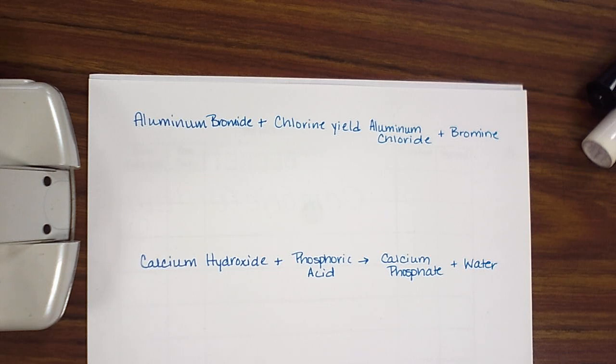Right, so today we're going to start off with writing word equations. This is the first one, the first one that we're going to use as an example: aluminum bromide plus chlorine yields aluminum chloride. To do this, you're going to need your periodic table and your polyatomic ion chart, because you're going to need to look these all up.